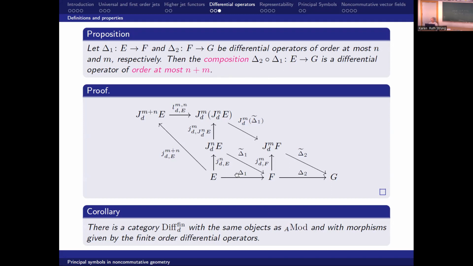And the way you see this is you consider this diagram here. It involves constructing this map, which we denote L here. Really, the work is just constructing this map L. It's some finite dimensional version of the co-multiplication in the jet comonad, if you're familiar with that in the classical setting. And then you get some category out of this whose objects are the same as those of A-mod, and the morphisms are now given by finite order differential operators.